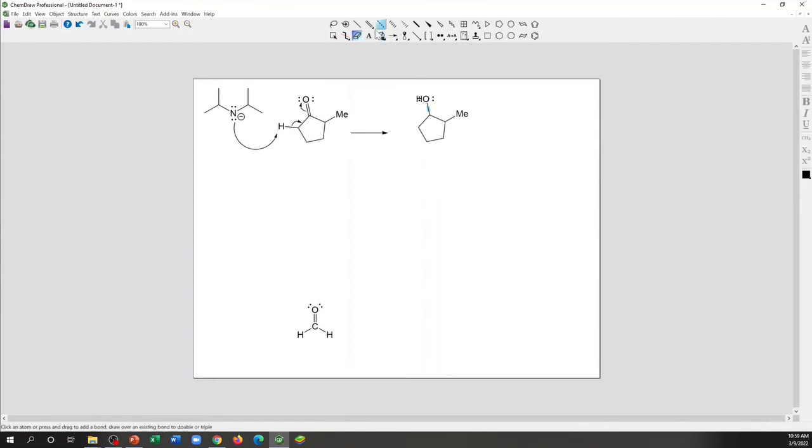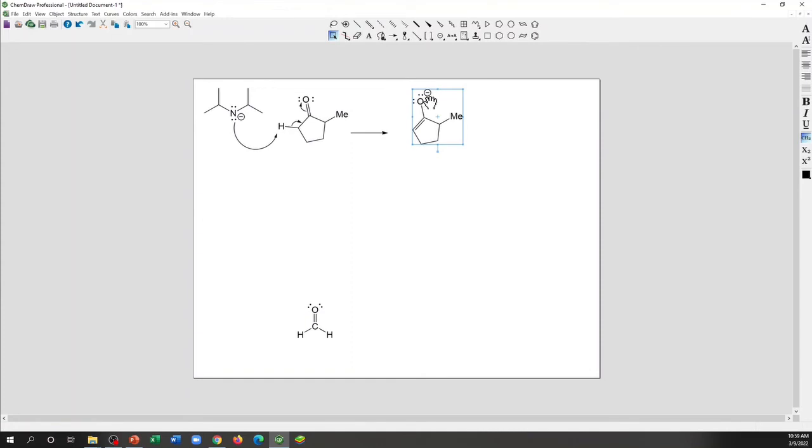Now this is not a reversible process. Now that's kind of a lie. All chemical reactions have some reversibility, but the equilibrium constant so overwhelmingly favors product that we can consider this to be reasonably an irreversible reaction. And so you let LDA mix with this compound until you get 100% enolate formation.